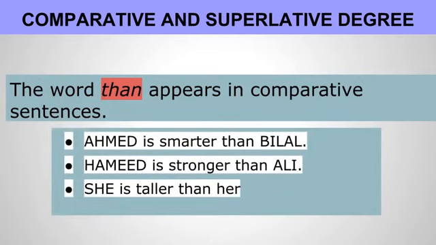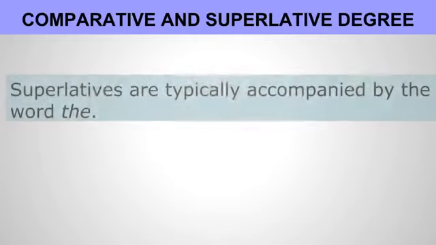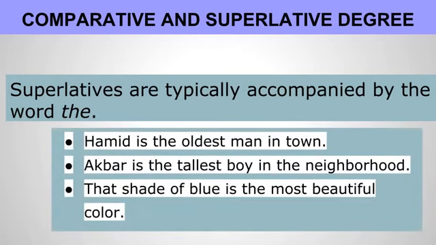For example, Ahmad is smarter than Bilal, Hamid is stronger than Ali, she is taller than her. Wherever we're comparing between two, we use the word than in English. In superlatives we use the word the to specify. For example, Hamid is the oldest, Akbar is the tallest man, that shade of blue is the most beautiful. So we use a superlative along with a definite article.